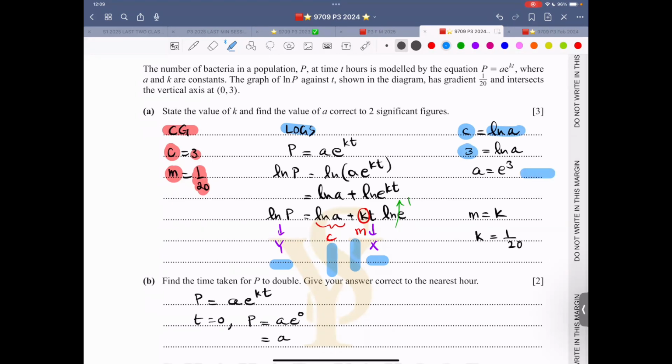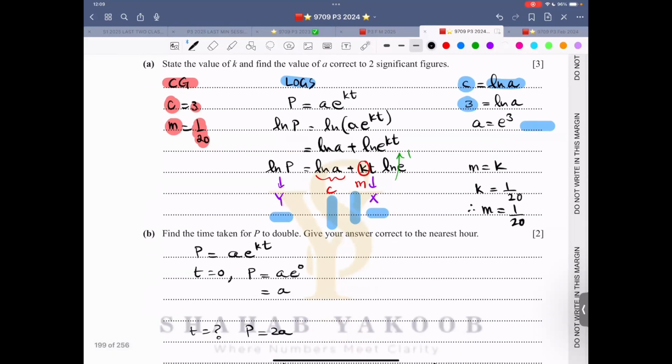Similarly, M is equal to K. So therefore, K is 1 over 20. Let me write over here: K is 1 over 20. And they are asking for A; K is exact, and A is e raised to the power of 3. So let me grab my calculator. I left it in the exact form. So now this is shift and e raised to the power of 3. So that is 20.085, and it says 2 significant figures.